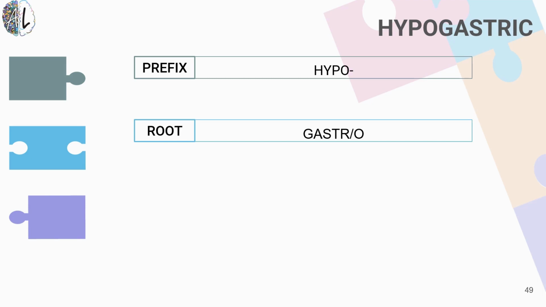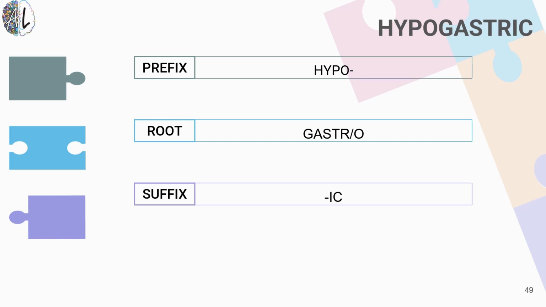The root term we had discussed before as well is gastro, G-A-S-T-R, with our combining vowel of the backslash and the O. And our suffix here, found at the very end of the term, started with a dash on your word list and ends in the letters IC.